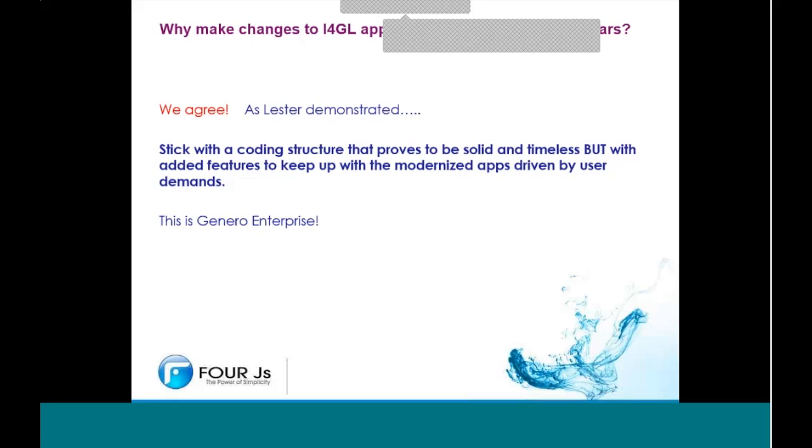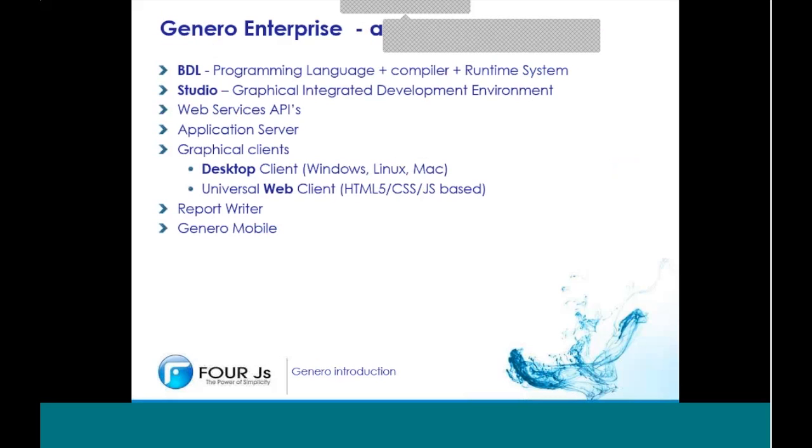This is Genero Enterprise. What is Genero Enterprise? It basically is a set of features. Whenever folks talk about Genero Enterprise 2.5, Genero Enterprise 3.0, here are the components that make up that suite of products. You have the BDL, that's what we call our programming language, and within that BDL is a compiler and the runtime system.